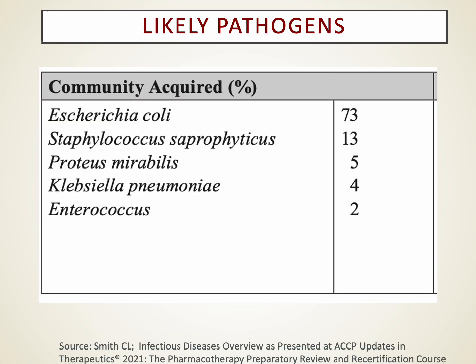We alluded to this earlier, but in community-acquired urinary tract infections, the most common pathogen you're likely to see, particularly in women, but in men too, is E. coli. And the issue with E. coli in particular is that the likely source of E. coli usually is the GI tract.